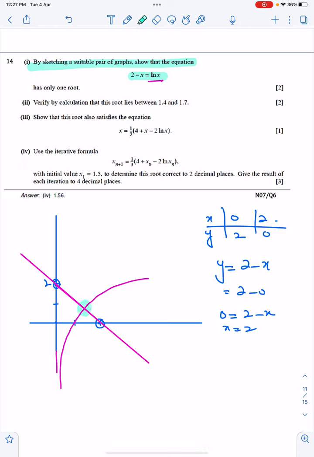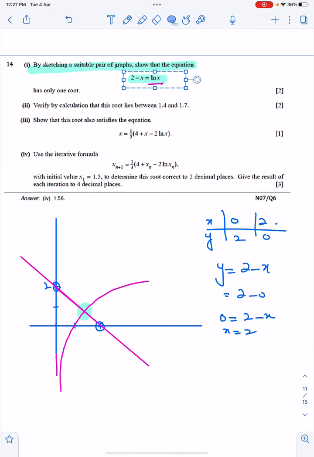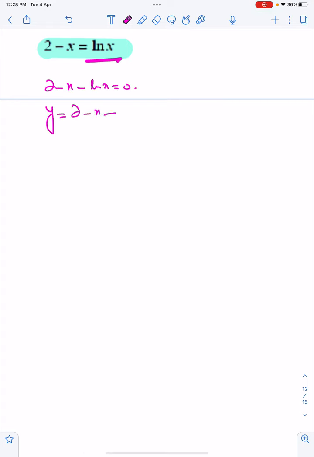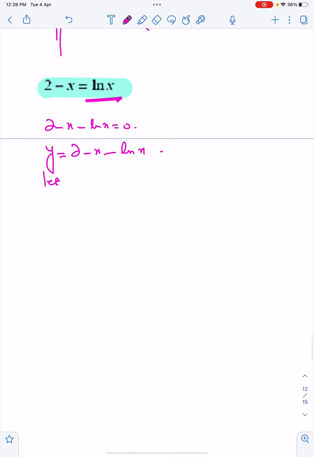Now we have shown that the root lies between these 2 points. Verify by calculation that this root lies between 1.4 and 1.7. Okay, how will you go about doing it? You have to first bring all the terms to one side. So I'm bringing it over: 2 minus x minus ln x equals 0. In place of 0, I can write y now: y equals 2 minus x minus ln x. I'm going to substitute the value of x as 1.4. Let x equals 1.4. So I'm getting 2 minus 1.4 minus ln 1.4.